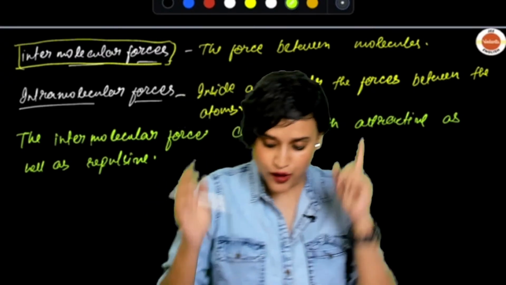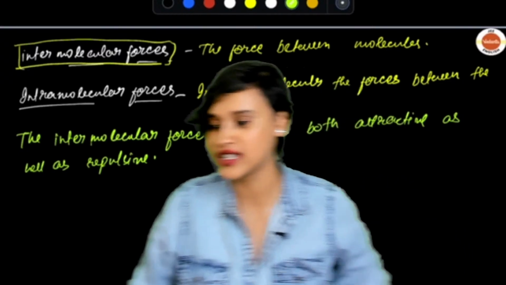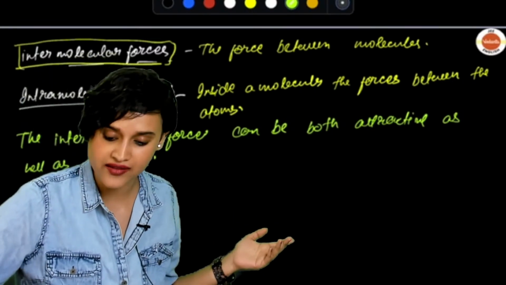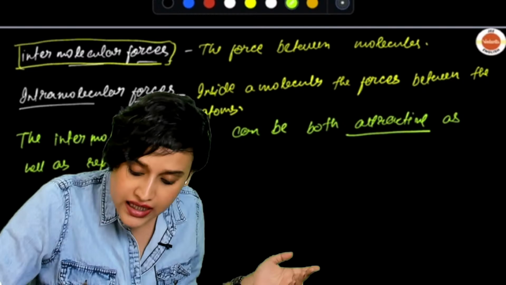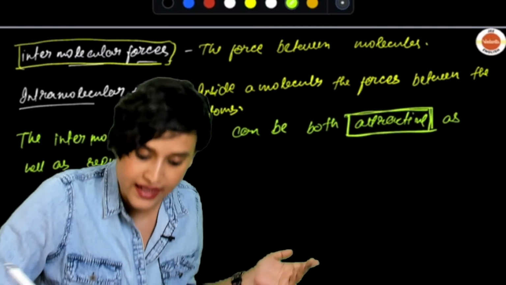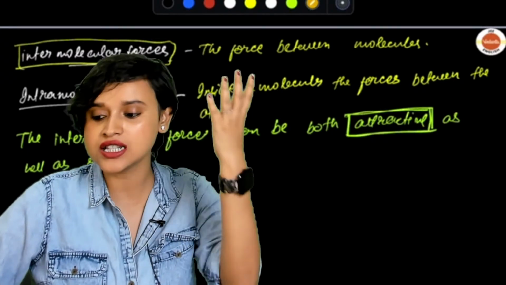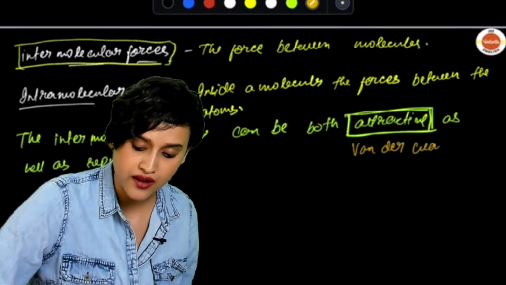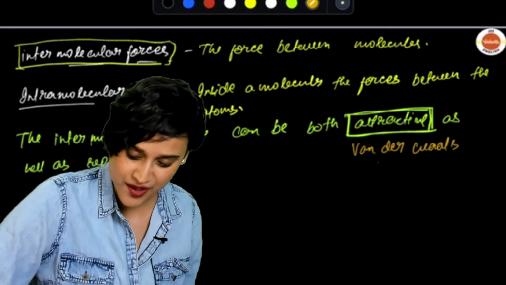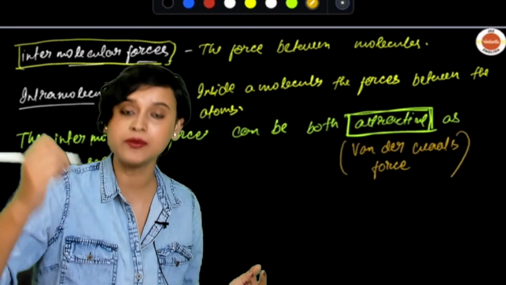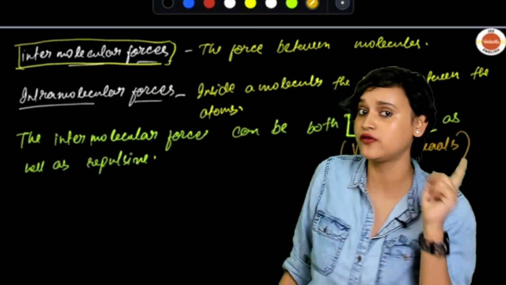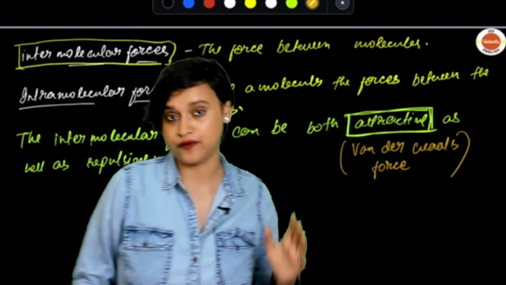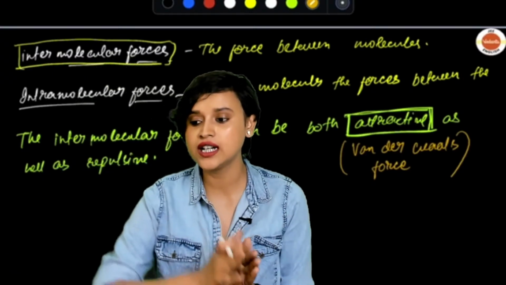So, I just told you that this force can be both attractive as well as what? Repulsive, isn't it? This attractive force, my dear students, you know what it is called? This is called van der Waals forces. We call it van der Waals force. You getting my point? I'm not talking about the repulsive force, guys. I'm talking about the attractive force. The attractive intermolecular forces are known as van der Waals forces.